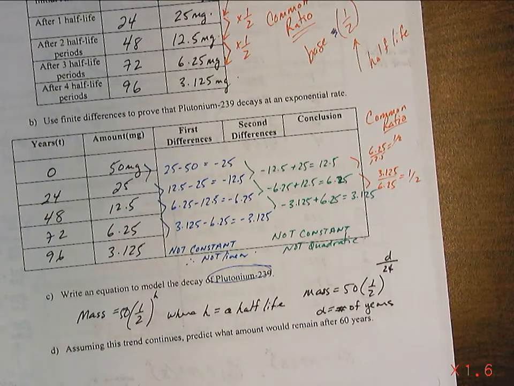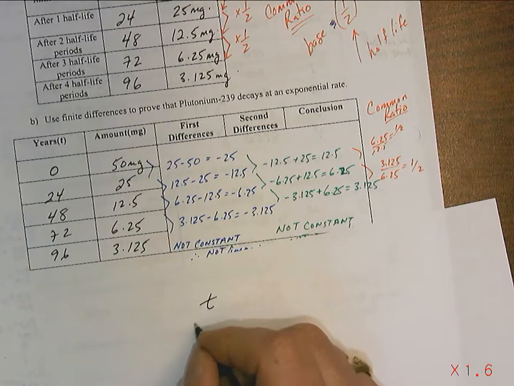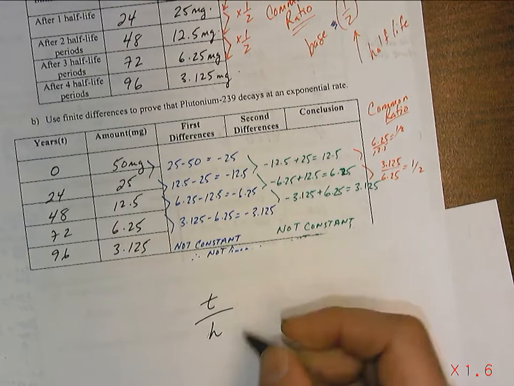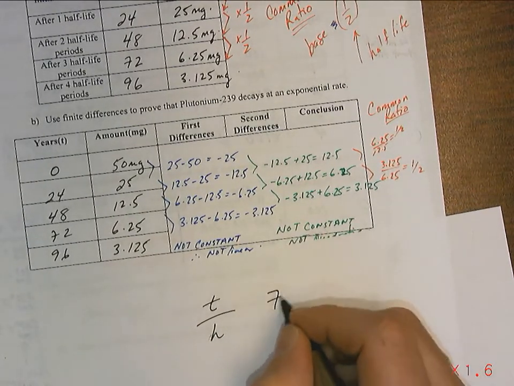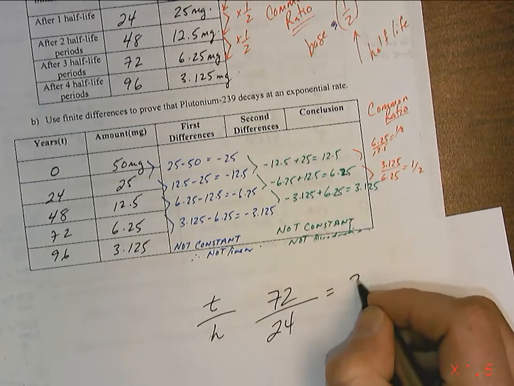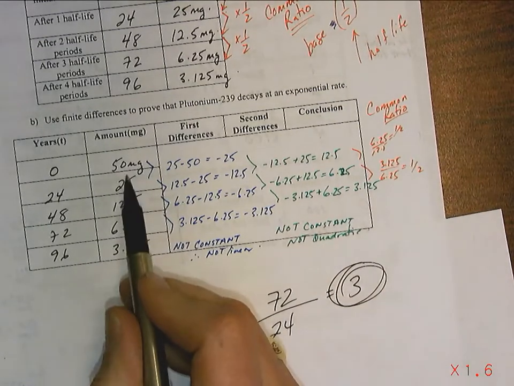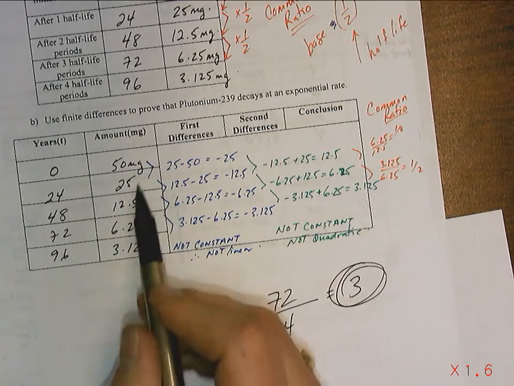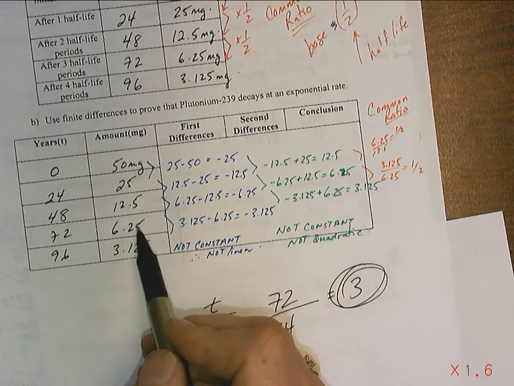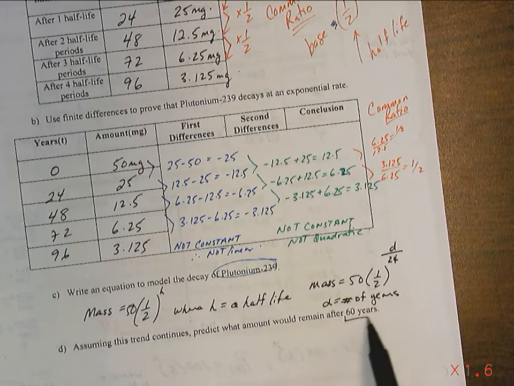So actually, what the formula is going to look like sometimes, I believe they're going to use time versus your half-life time. So in this case, had it been 72 years divided by your half-life of 24 years, that gives you the 3, so that you're going to be taking the 1/2, the 1/2, the 1/2 to get here. Assuming this trend continues, predict what amount would remain after 60 years. Okay, so there you go.